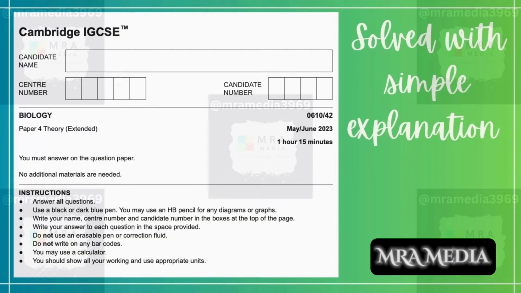Today we'll be discussing Cambridge IGCSE 0610 Paper 4, Variant 2, from the May-June 2023 session. I will be explaining the answers in order to clarify the question and not just answer from the mark scheme. Let's get started.